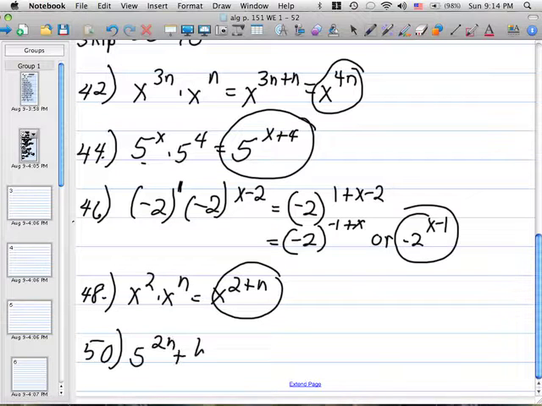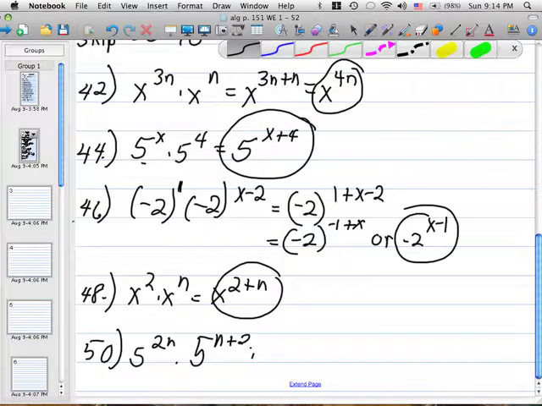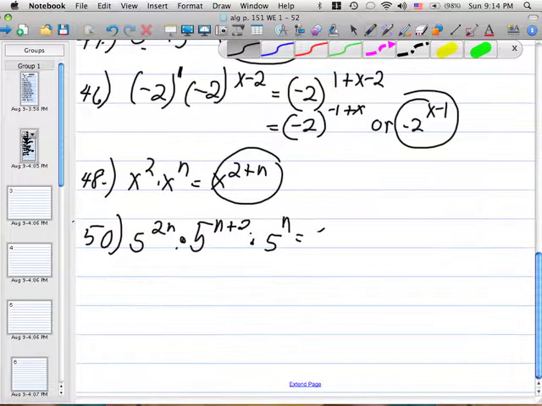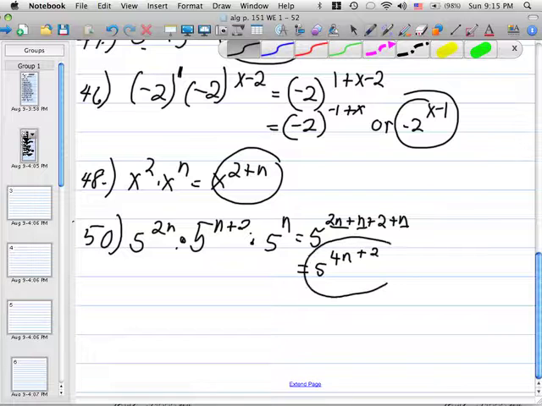50, 5 to the 2n, excuse me, that's not plus, it's times 5 to the n plus 2 power times 5 to the nth. Since they're all the same bases and I'm multiplying, I can add my exponents. So it's 2n plus n plus 2 plus n, which gives me 2n plus n is 3n plus another n is 4n plus 2.